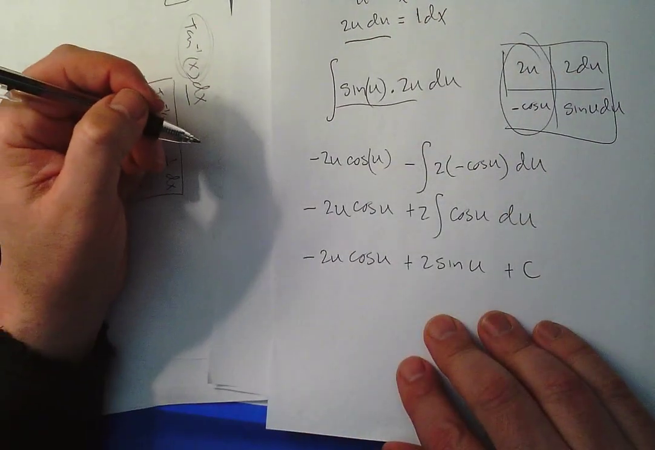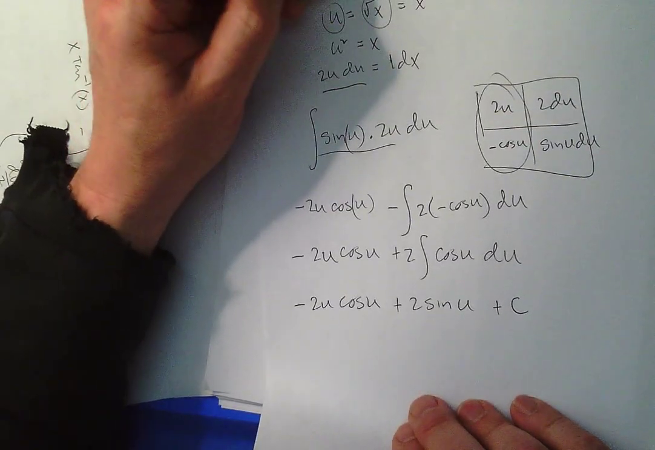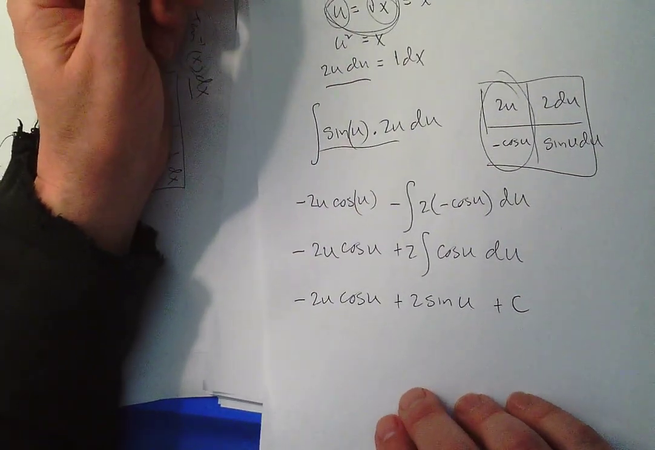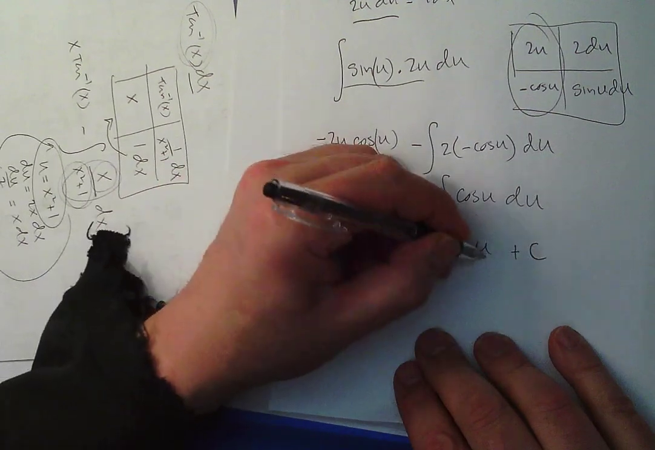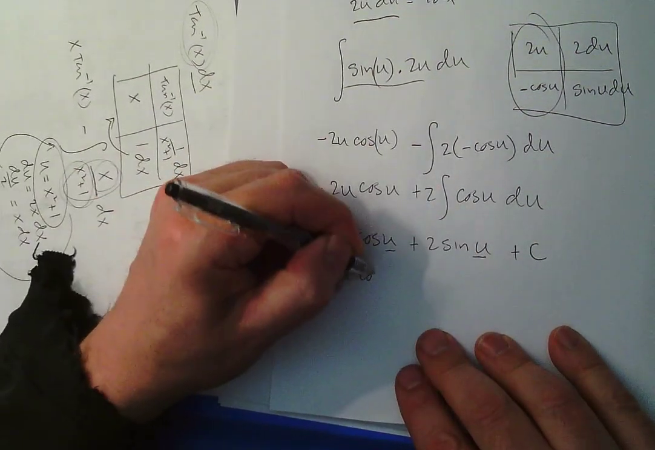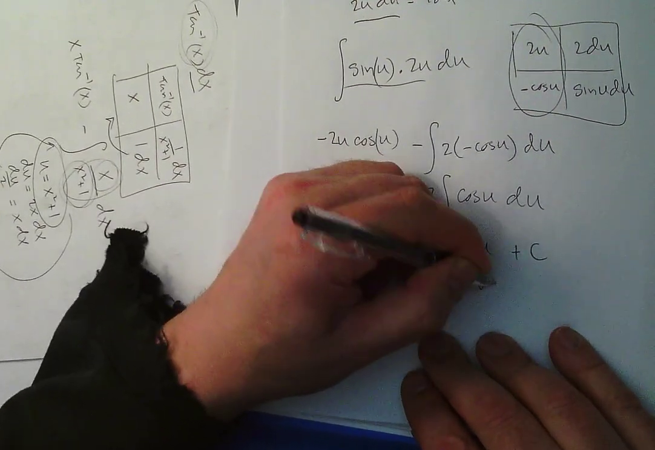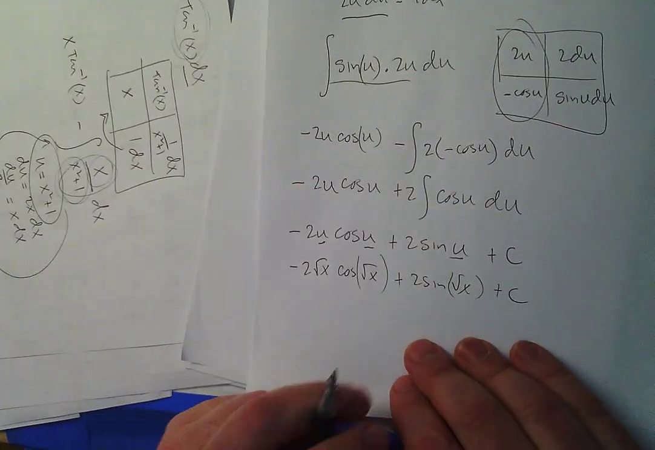Are we done? No, no, no. Remember, we started off with x's. We know that u equals the square root of x. So wherever I see a u, I have to replace those u's with square roots of x. Remember, you can always check your antiderivative by taking the derivative.